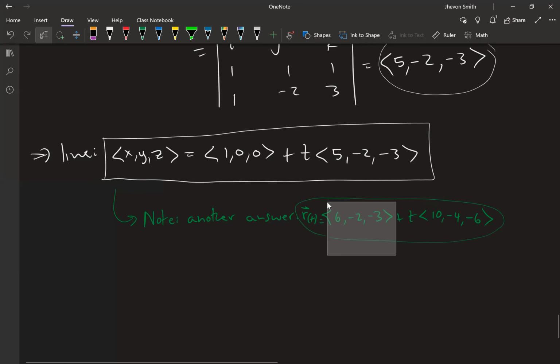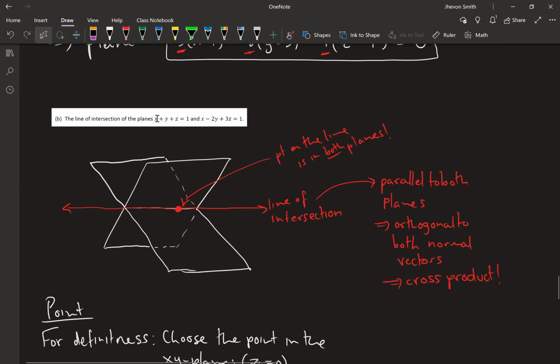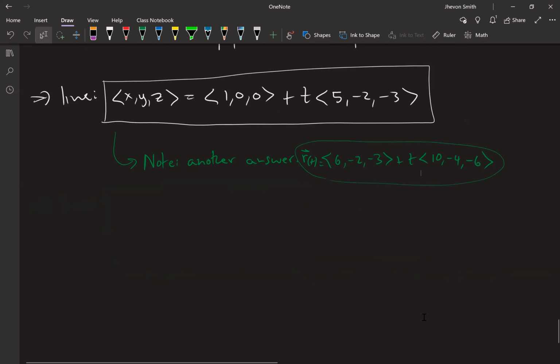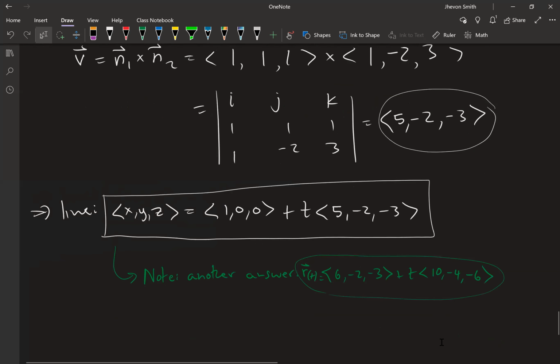It's also true that (6, -2, -3) is on these planes, because if I take 6 minus 2 minus 3, I get 1. If I take 6 minus 2 times negative 2 plus 3 times negative 3, I would also get 1 again. So there are many points that I could have picked and many direction vectors. I know that (1, 0, 0) is on this line because I can plug in t equals 0 and get that point. But if I plug in t equals minus 1 into this one, I would get 1, 0, 0 as well. Once you can recover all the same points, you realize that it's actually the same line.